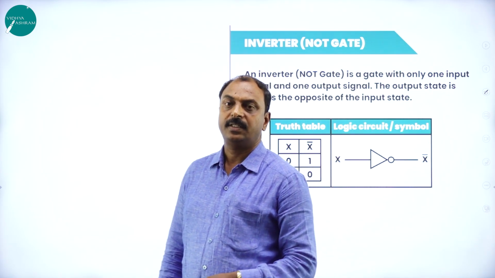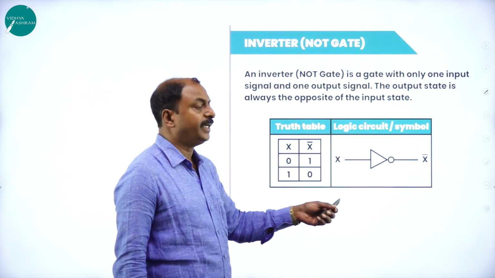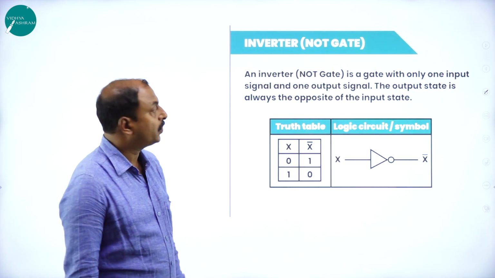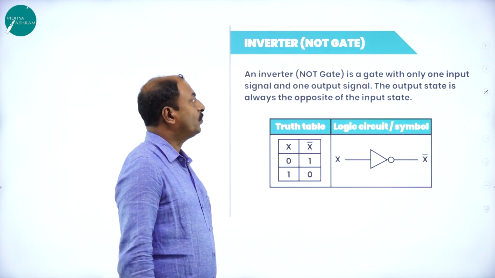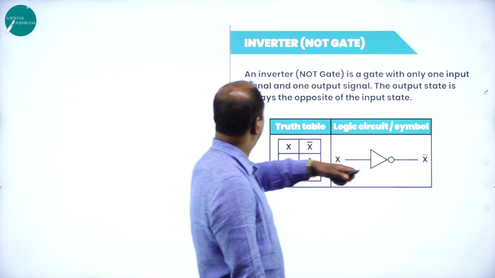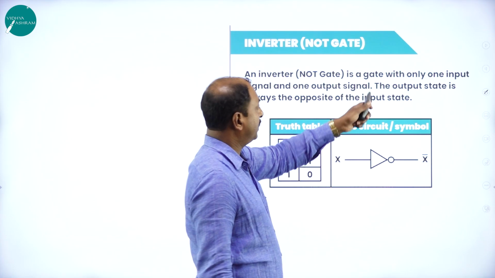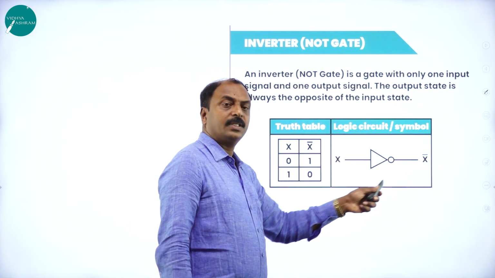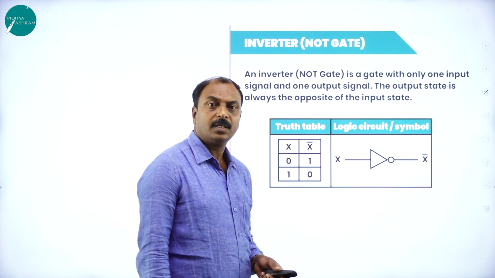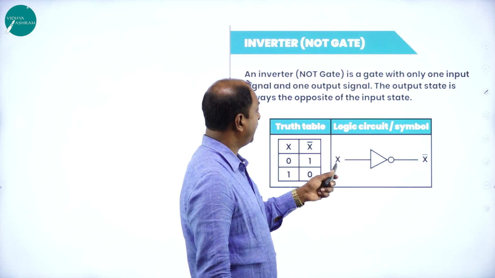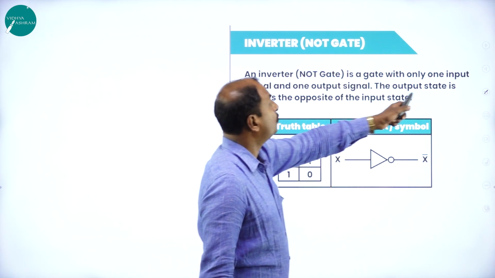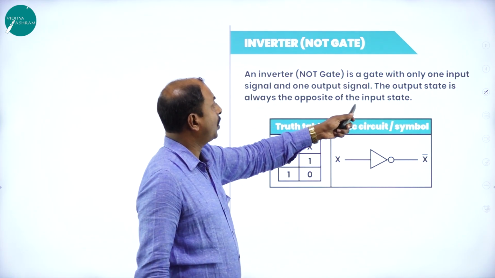Now let us see these basic gates with symbols and truth tables. First one is the NOT gate. Another name of the NOT gate is inverter gate. So what is a NOT gate? The definition is, it is a gate with only one input signal and one output signal. So this is the logical circuit or symbol for the NOT gate or inverter gate. Here it always takes one input and always produces one output. So the output state is always the opposite of the input state.